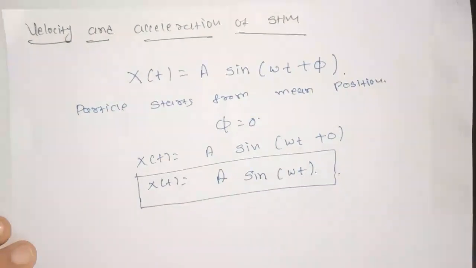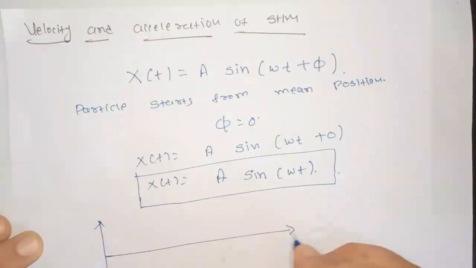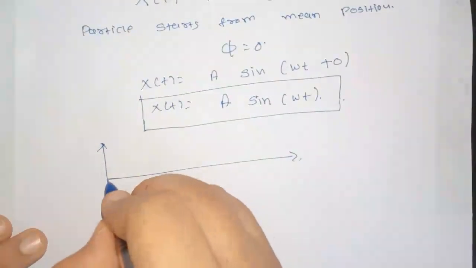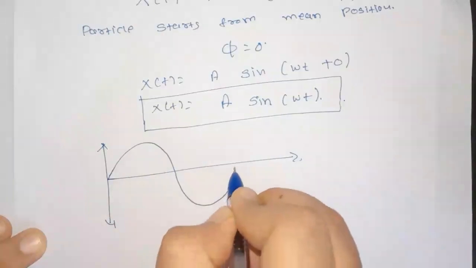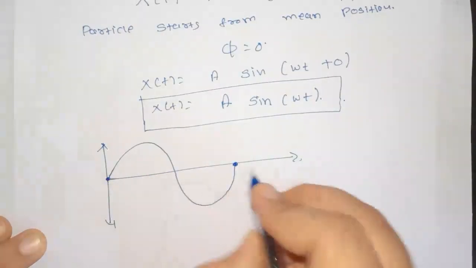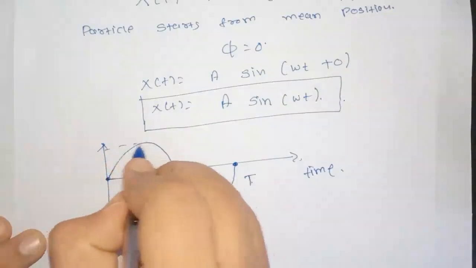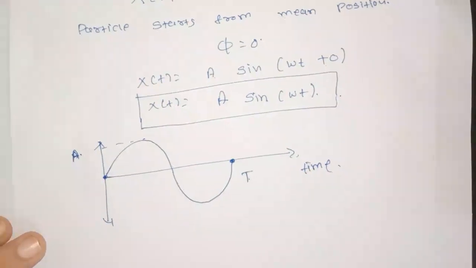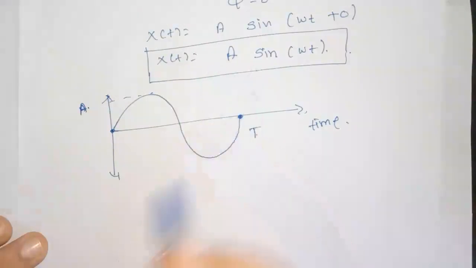If we draw the graph for this position equation, it will be the sinusoidal function starting from mean position, so the initial value will be 0, having time period T and maximum amplitude A. Now if we want the velocity equation, we have to differentiate this with respect to time.